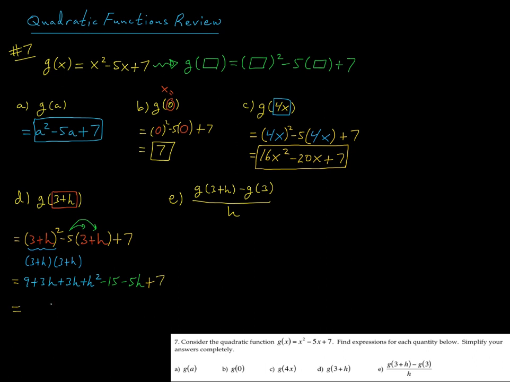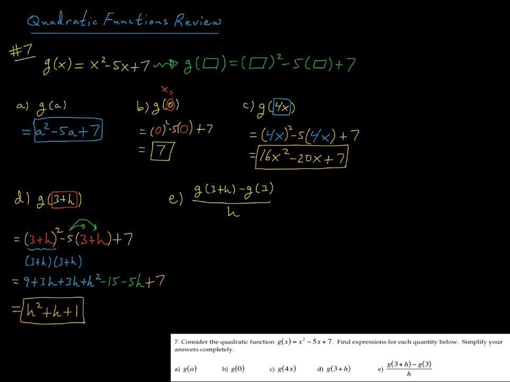Okay, so then let's go ahead and combine, and I have an h squared. Then for the h terms, I have 3h and 3h is 6h, and then I'm subtracting 5h, so that just gives us a plus h. And then for the constant terms, I have 9 minus 15, so that's a negative 6 plus 7, that's a plus 1. All right, great. And then for e, I have the quantity g of 3 plus h minus g of 3, and then that's all divided by h.